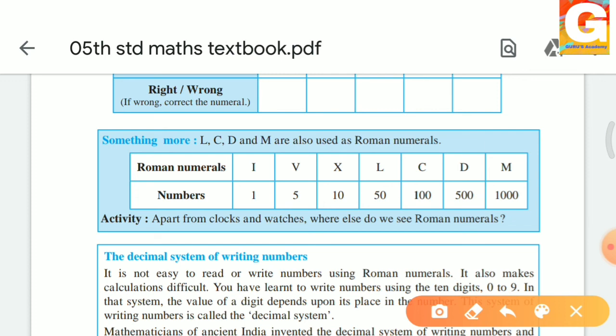And same is for 100, 500 and 1000. So what you're supposed to write for 100? That is capital letter C. For 500, capital letter D. And for 1000, capital letter M. So you all will keep in mind X, L, C, D, M. 10, 50, 100, 500 and 1000.